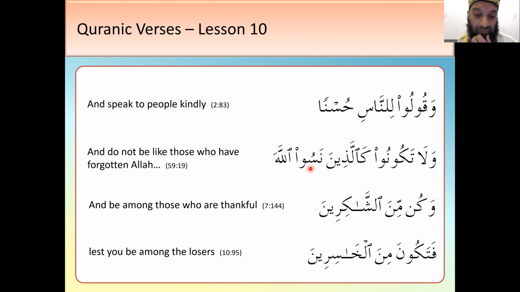Nasu means to forget, right? So that's the word for to forget. So nasullaha, those who've forgotten Allah. So you all do not be like those who forgot Allah. Yeah. So nisyan, insan, they say nisyan. Insan comes from nisyan, which means to forget, and nasu is the forget. So, and you all do not be like those who forgot Allah. Yep.